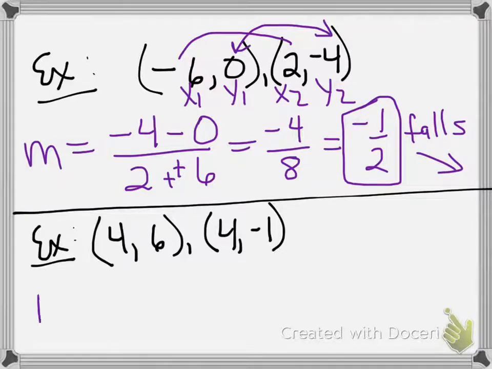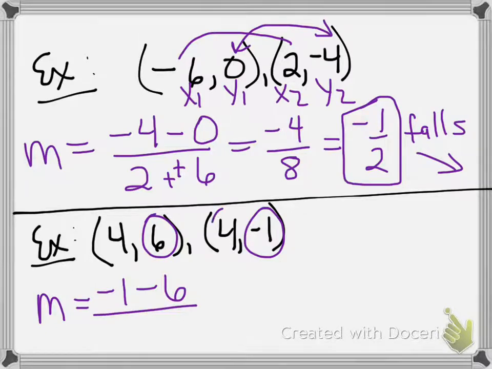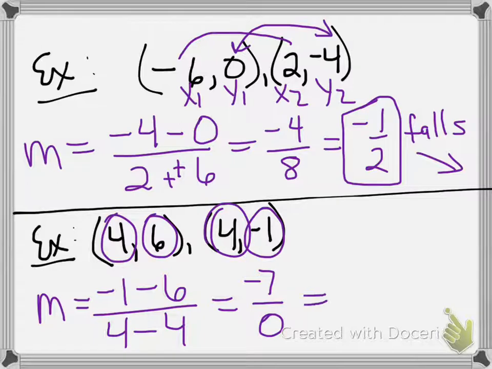For the next example, I'm going to have y2 minus y1 over x2 minus x1. Negative 1 minus 6 over 4 minus 4 is negative 1 minus 6 is negative 7. 4 minus 4 is 0. This is undefined. Anytime that the 0 is in the bottom, it's undefined.